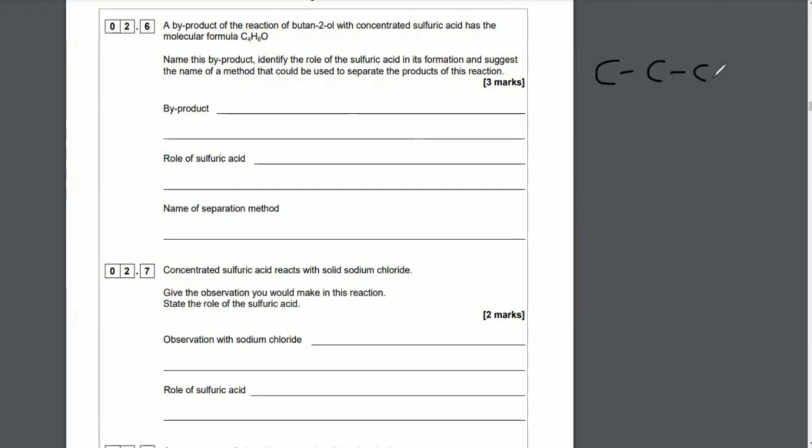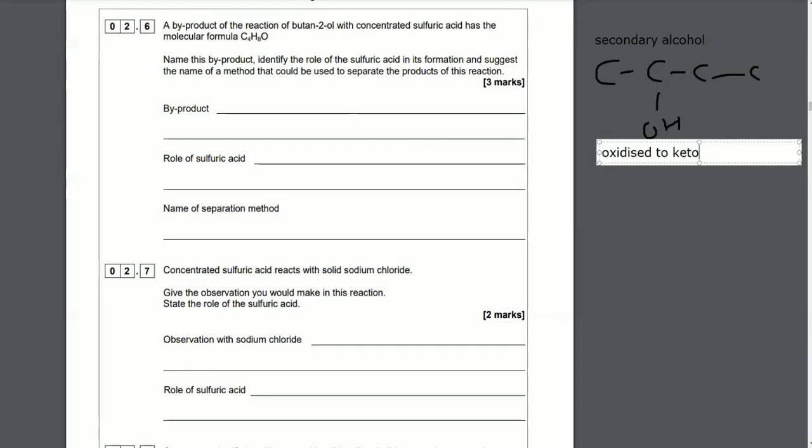So if we draw out the formula right, you've got butan-2-ol. Of course, that's a secondary alcohol. So what's the byproduct going to be? Secondary alcohols can be oxidized to ketones.